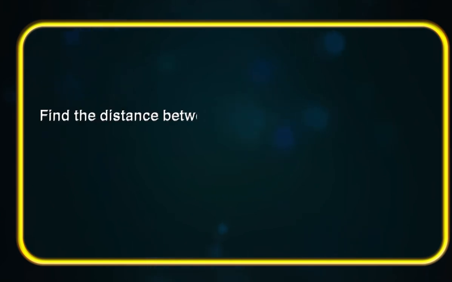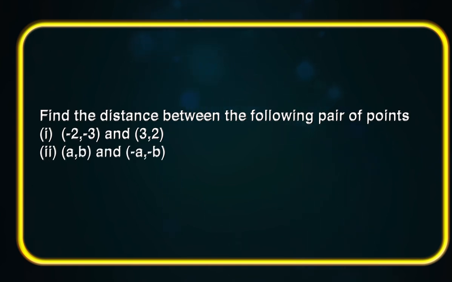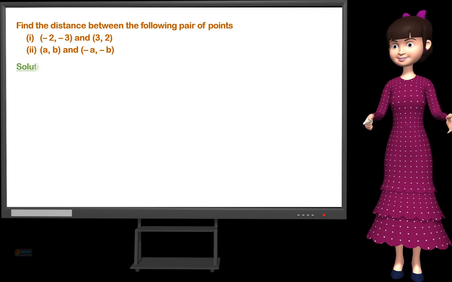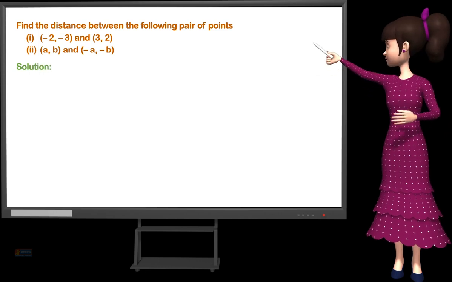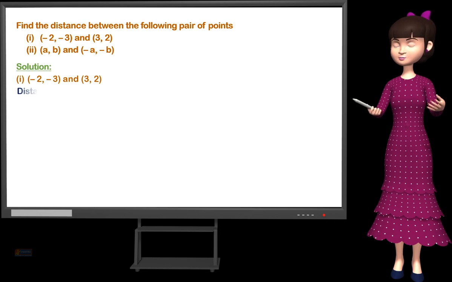Find the distance between the following pair of points. First one, that is -2, -3 and 3, 2. And the second one is a, b and -a, -b. Now let us solve one by one. -2, -3 and 3, 2.